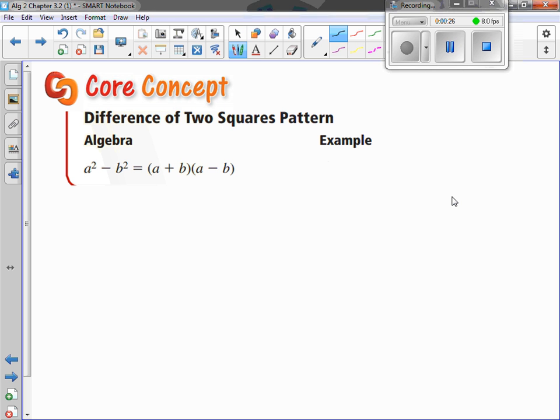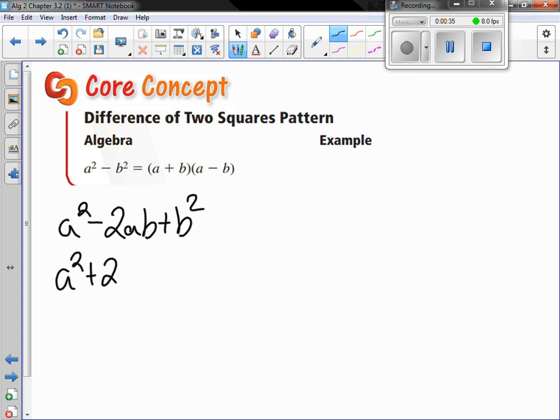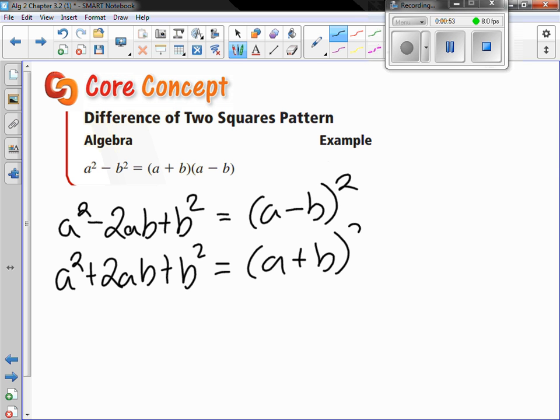The other types that we have are a squared minus 2ab plus b squared, and a squared plus 2ab plus b squared. These are the other two types of special factors, because these two work out to be a minus b squared, and this one works out to be a plus b squared. Whatever the factors are, they're going to be the exact same, so we square them.